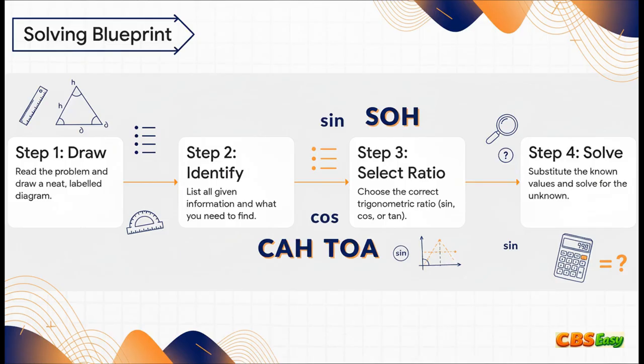List out everything they gave you and what you need to find. Get it all organized. Step 3. Pick the right tool for the job: sine, cosine, or tangent. And finally, Step 4. Plug in the numbers and solve. That's it. That's your checklist every single time.